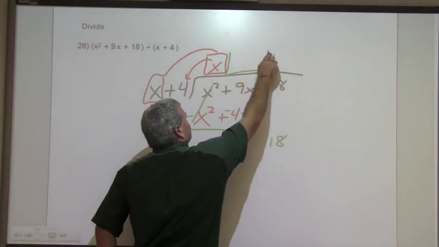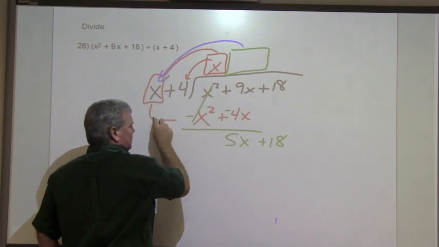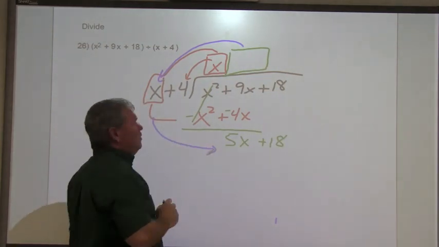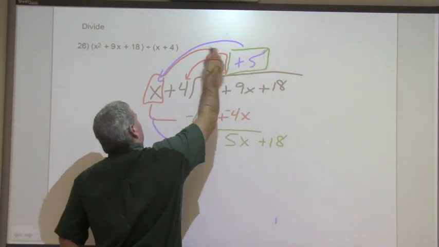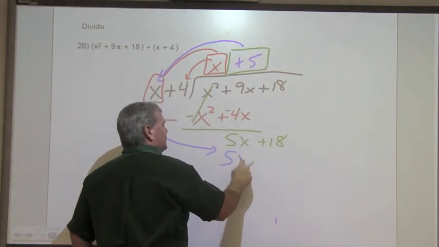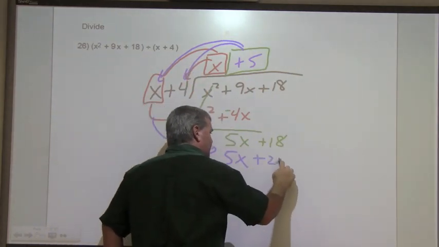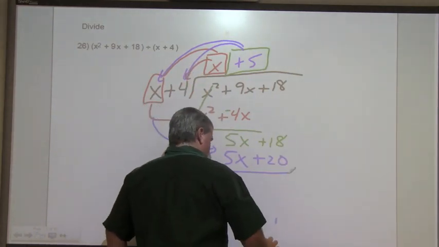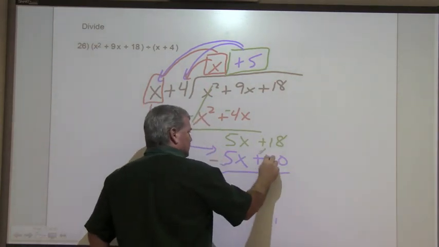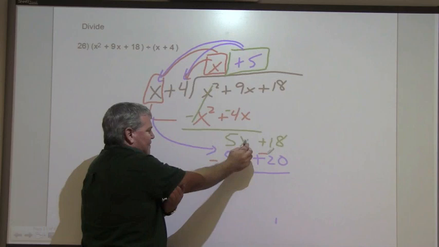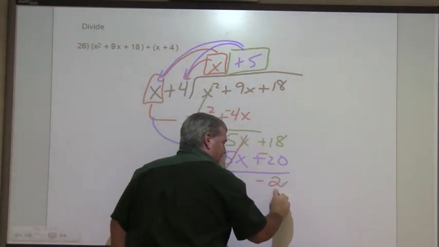So what times x is going to give me that 5x? Well, I've already got the x, so I need a positive 5. So positive 5 times x is 5x. Positive 5 times 4 is a positive 20. And then again, I'm going to subtract. So 5x minus 5x is 0. 18 minus 20 is a negative 2.